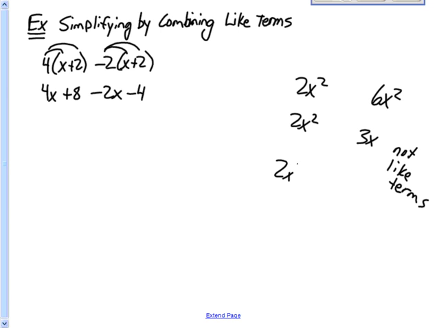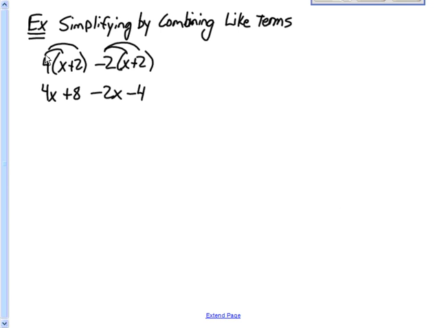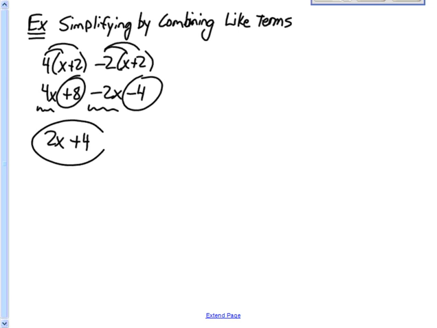Let's do another one. 2x squared and 6x squared y. Are those like terms? No, they are not because of the y. They have to be the exact same. Now these two are like terms. You can combine like terms; you cannot combine terms that are not like terms. So back to this problem. Which ones are like terms? The 4x minus the 2x. 4 minus 2 is 2, so 2x. And then those real numbers there, 8 minus 4 is a +4. So 2x plus 4.